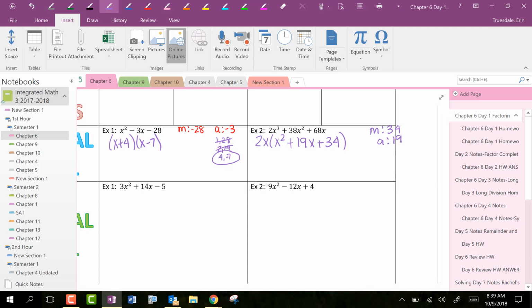There's not a whole lot of things that multiply to 34. 17 and 2 would be the only options here. Do I need to change either of their signs to give me 19? No, they're both positive. So just 2x, x plus 2, x plus 17.